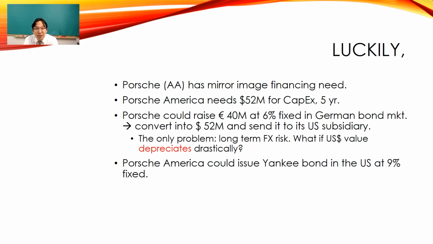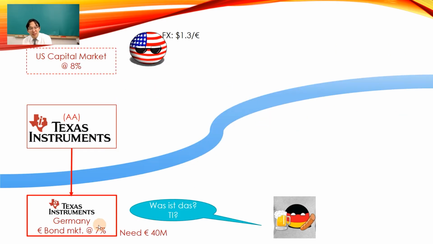Then Porsche could raise 40 million euro at 6% fixed in the German bond market, convert it into $52 million, and send it to its US subsidiary. First things first, 6%. I said Texas Instruments, how much? 7%. Both are AA rated, but Porsche gets 6%.